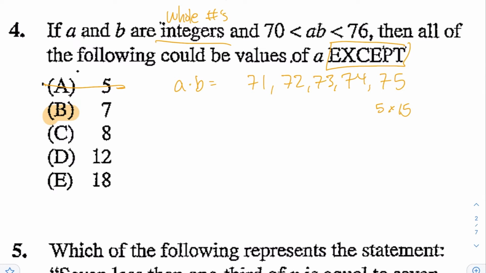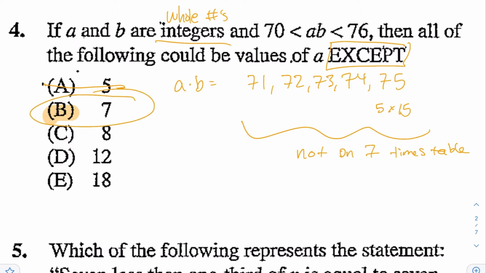In choice B, we see that it can't be 7 because none of these numbers are in the 7 times table. So because they're not in the 7 times table, they're all going to be wrong. So choice B is probably the answer. But just to be safe, go through all the choices.